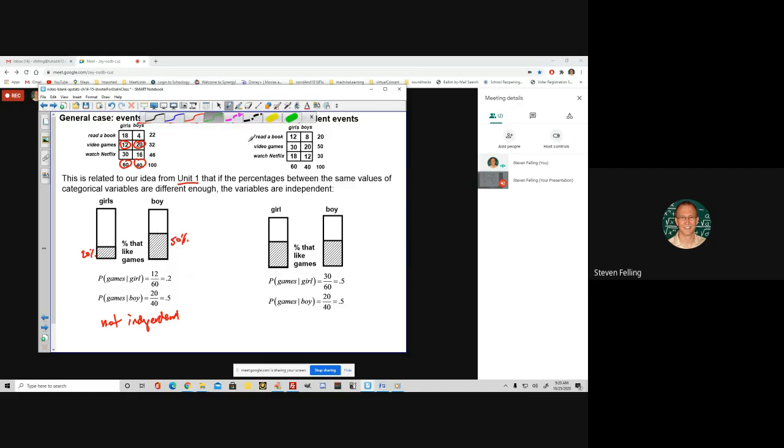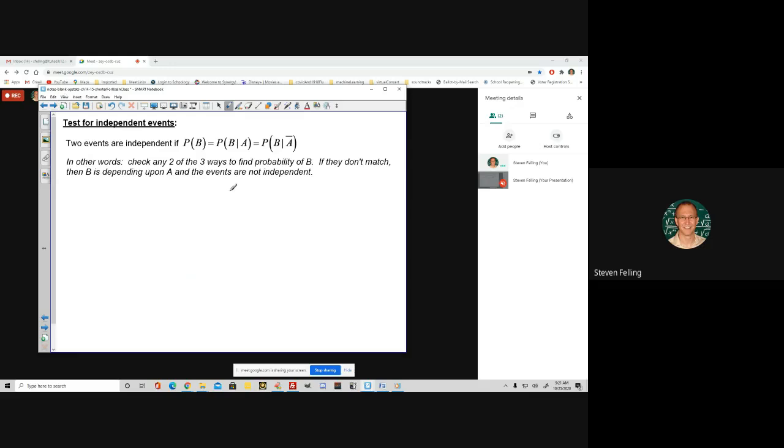Over here, for the case where they're independent, that means the probability of somebody liking games is staying the same percentage all the way across, okay? Now, the one thing that's different here is back in Unit 1, we said that as long as these percentages were about the same, like within 15%, we could call those things independent. When we're doing probability calculations, it's stricter than that. These probabilities have to be exactly the same for us to declare something independent. If there's any difference at all, then we say there is a dependency. It's the same idea, but it's a little stricter when it comes to probability calculations.